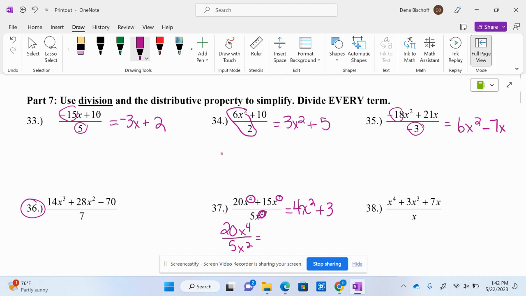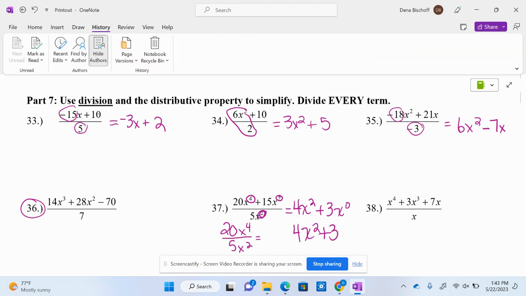Is 0 powers. So do I write, where did that come from? Do I write x to the 0 power? No, because what is x to the 0 power? What is anything to the 0 power? 1. So it's just like saying 3 times 1, which is just 3. You guys let me trick you on that one.